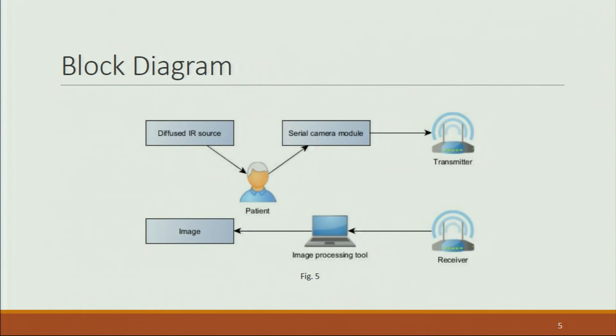So this is the concept: a diffused IR source, or it can be anything. We use a diffuse source to start with, and then a serial camera module. You impinge the light and capture the picture of the vein in a camera, and it will show you the blood vessels. Then you transmit it to the laptop and apply digital image processing techniques. You get the image, do the various processing, and then it will be displayed. That is what they did.